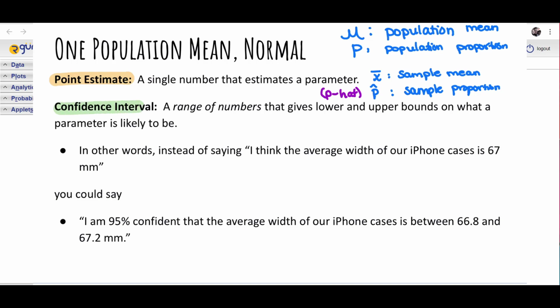So a confidence interval is a range of numbers that gives a lower boundary and an upper boundary of what a parameter is likely to be. If you look at these two sentences below, the first one is just estimating the parameter with the point estimate, or the sample mean.